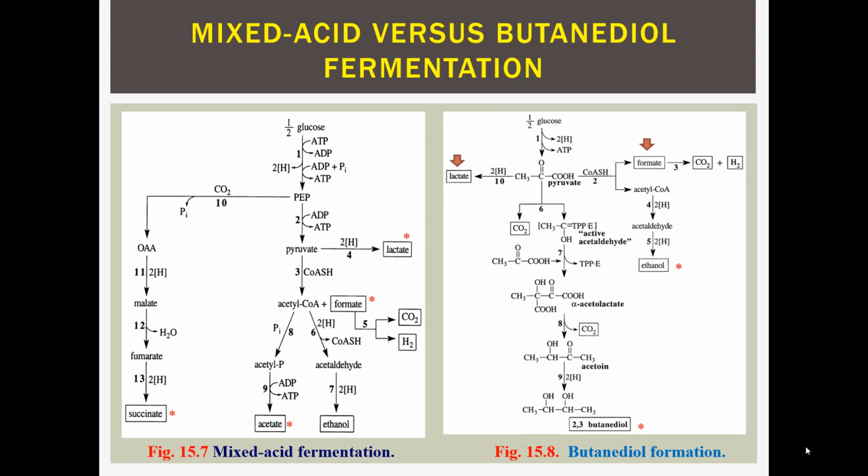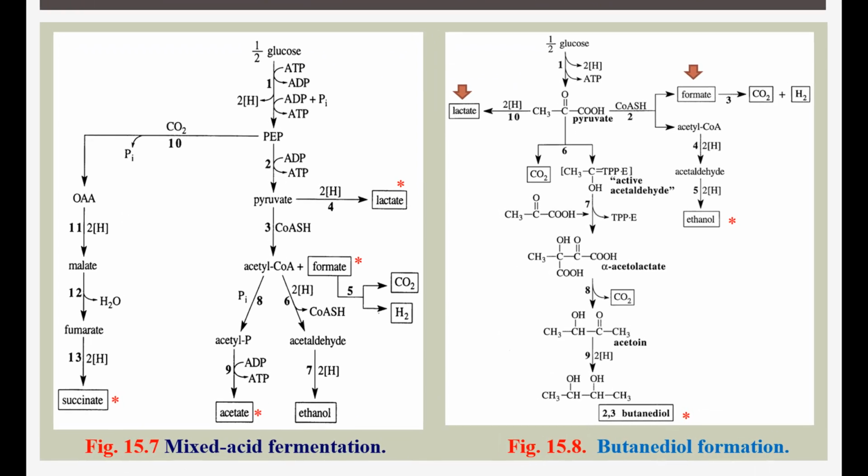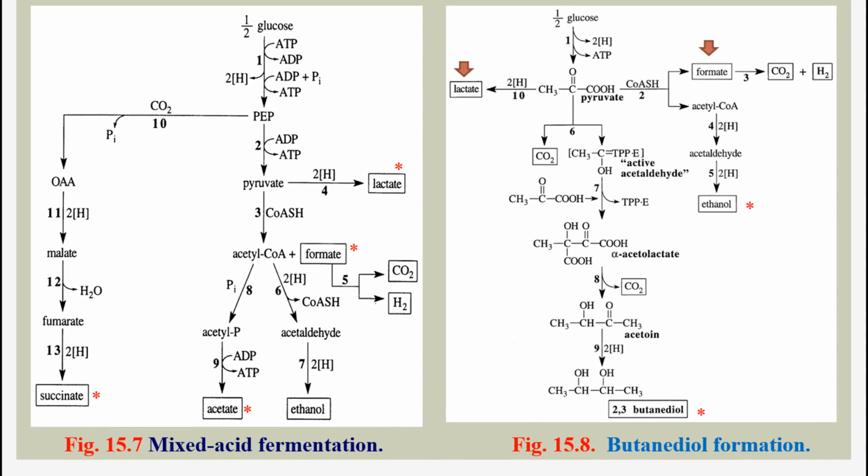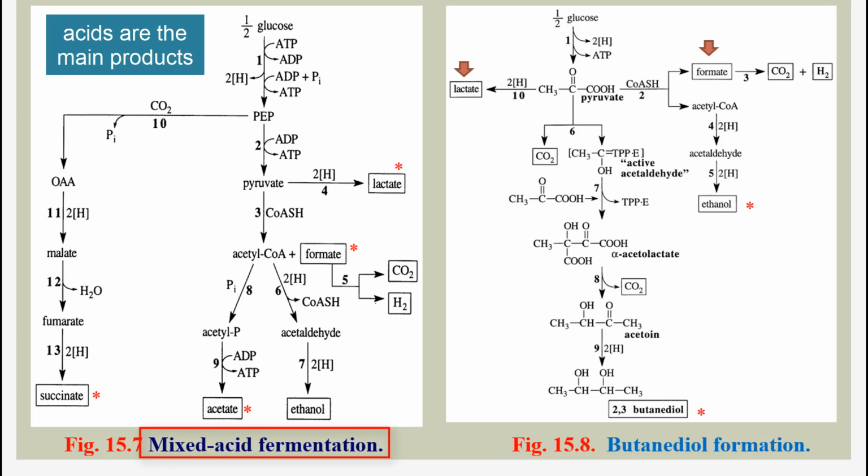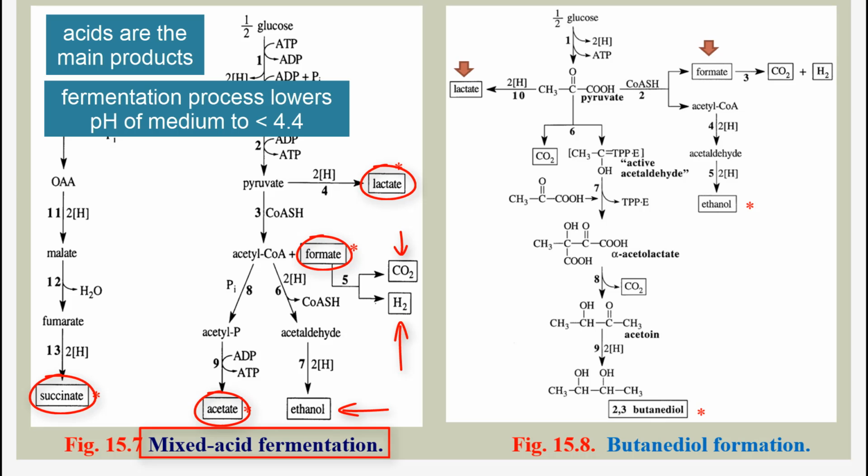So what's the difference between mixed acid fermentation and butanediol fermentation? Well, they vary in terms of the main products they produce. In mixed acid fermentation, acids are the main products. Four acids are formed in significant amounts, and they are formate, lactate, succinate, and acetate. Ethanol, carbon dioxide, and hydrogen gas are also formed, but they are produced in small amounts. Because acids are the main products, the fermentation process lowers the pH of the medium to 4.